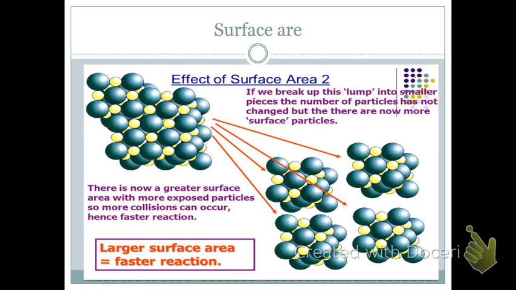Here's just an example of surface area. I guess I got a little ahead of myself, and they're just showing you, again, if I had this big clump, like I have here, only these outside particles would be reacting, okay? But if I break it up, now I've got the same amount, all these outside particles are reacting, and so it has a larger surface area, which is going to make a faster reaction.